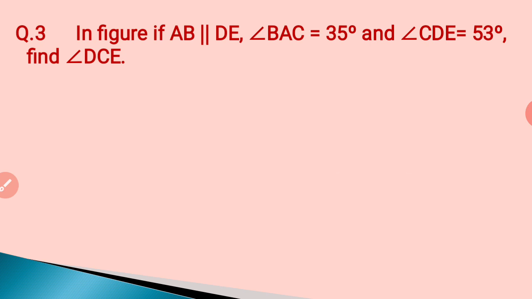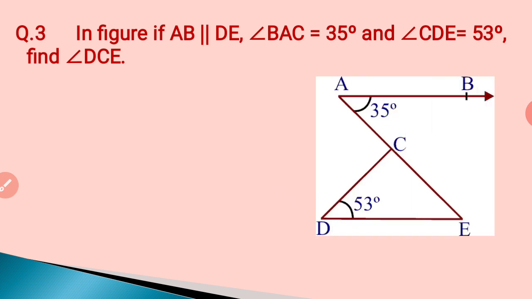Here you have been given a figure wherein you are already told that AB is parallel to DE. So you have two lines which are parallel to each other. Moreover, angle BAC is given to be 35 degrees and angle CDE is told to be 53 degrees. We are supposed to find out the measure of angle DCE.